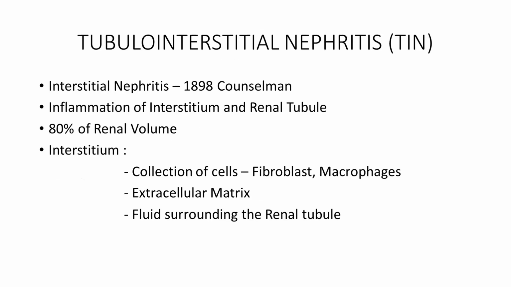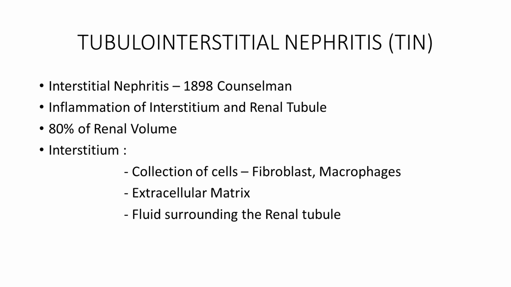Now we have already discussed two types of glomerular diseases like nephrotic syndrome and nephritic syndrome. And today onwards, we will be discussing the tubular disorders. And in this, first is the tubulointerstitial nephritis. It was first described in 1898 by Councilman. There is inflammation of the interstitium and renal tubule.